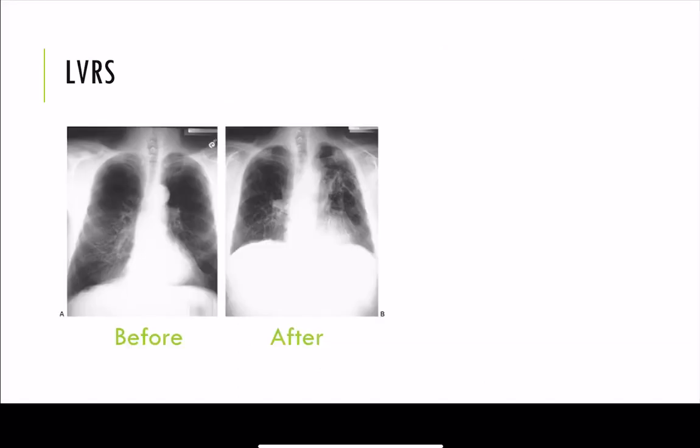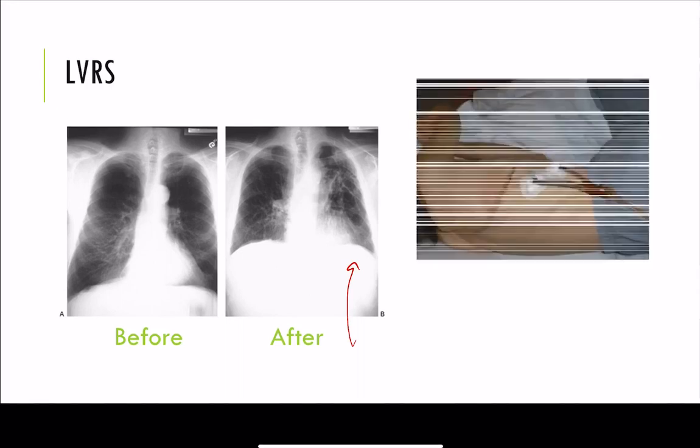So here is a chest x-ray before and after a lung volume reduction surgery. So a significant improvement. Look at the shape of the diaphragm. This, truly, like, physiologically would help a lot.